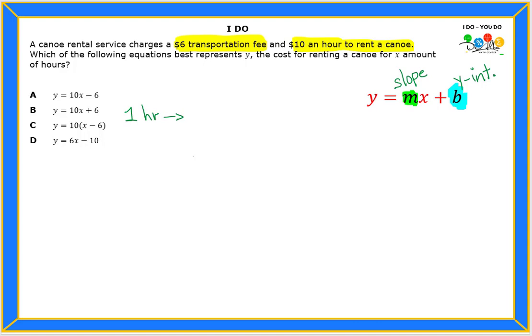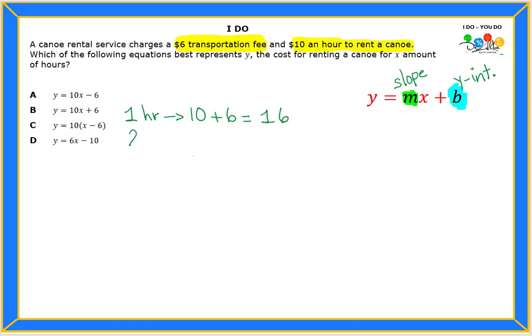Well, you gotta pay the $10, right? Because it's just 1 hour. But you also need to pay the $6 for the transportation. So I need to add up the 6. And I get how much? $16, right? That makes sense? You go rent it for 1 hour. 10 plus 6 makes 16.